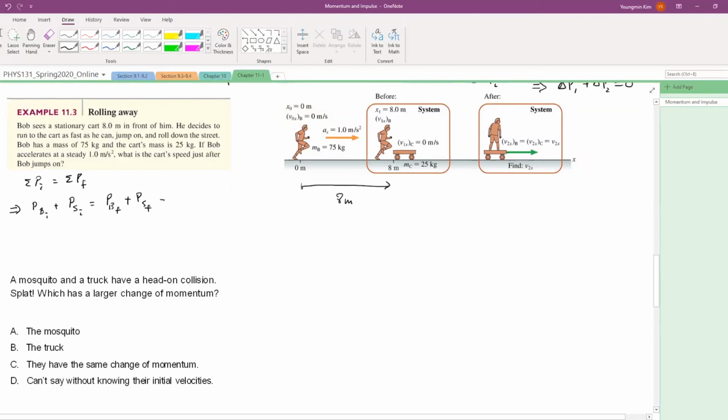And this is, of course, the mass of Bob, initial velocity of Bob, plus the mass of the skateboard, velocity of the initial skateboard, is equal to the right-hand side. Now, Bob and the skateboard is one body, so their mass adds up like this, and they will travel with a new velocity jointly. Okay?